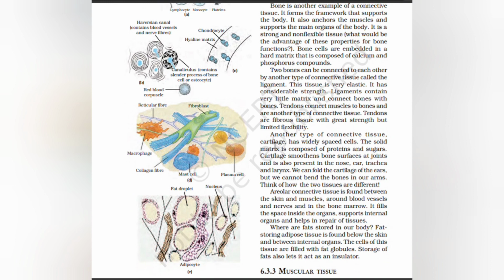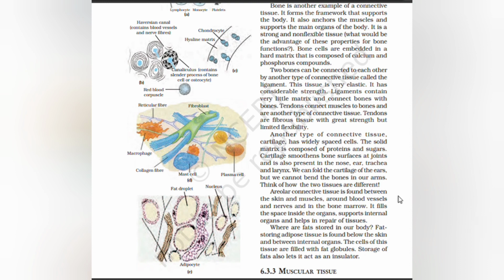Another type of connective tissue, cartilage, has widely spaced cells. The solid matrix is composed of proteins and sugars. Cartilage smoothens the bone surface at joints and is also present in the nose, ear, trachea, and larynx. We can fold the cartilage of the ears, but we cannot bend the bones in our arms. Think of how the two tissues are different.